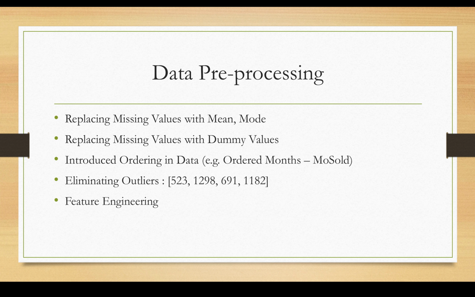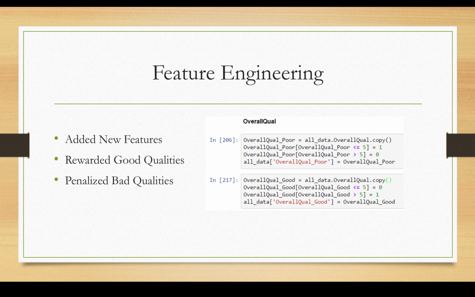We also eliminated the outliers. The following are the IDs of the outliers which were eliminated. I would like to mention that all these activities were done after concatenating the training and the test data set, in order to get uniformity across the complete data.